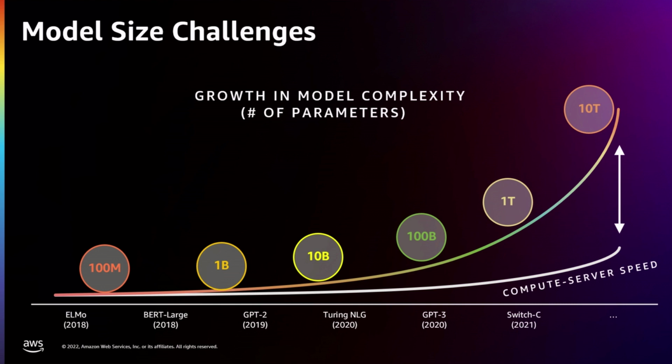Models are gaining size year after year, and if you actually plot it out, back in 2018, we were talking about models with 100 million parameters. And year after year, we see about a 10-fold increase in the size of those models. Just last year, we collaborated with Meta and actually trained a 1 trillion parameter model.